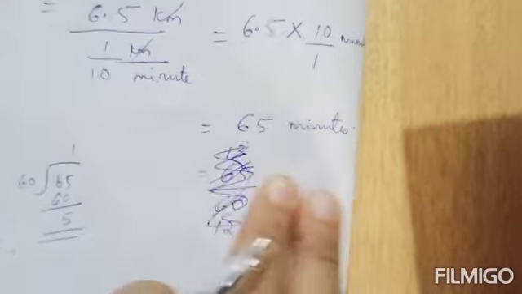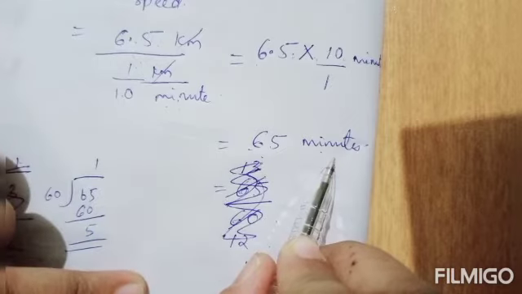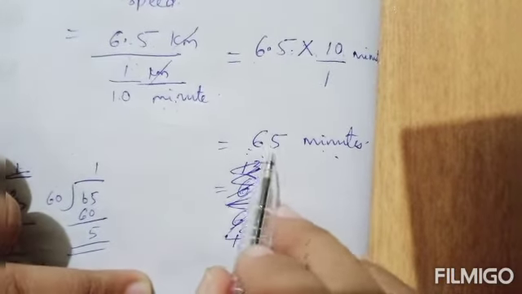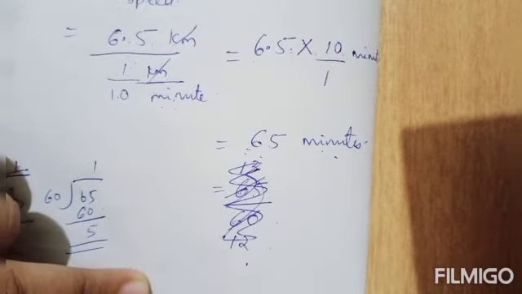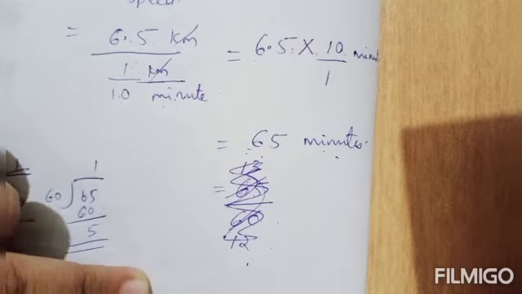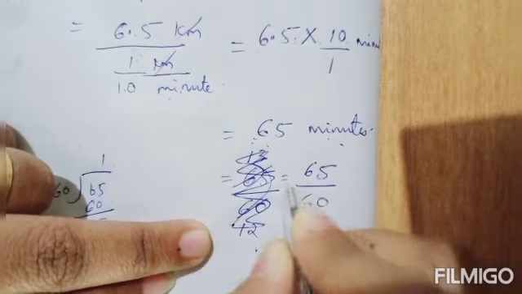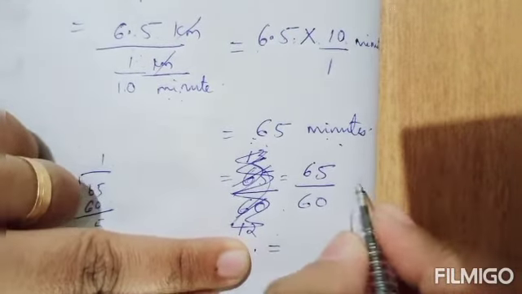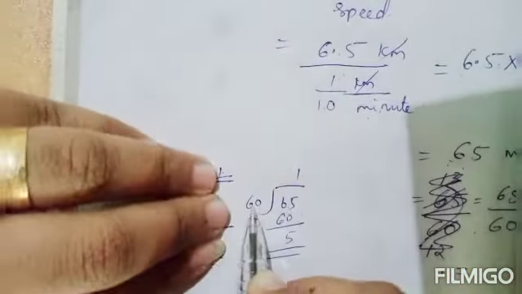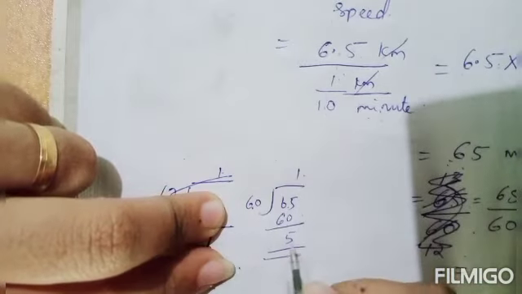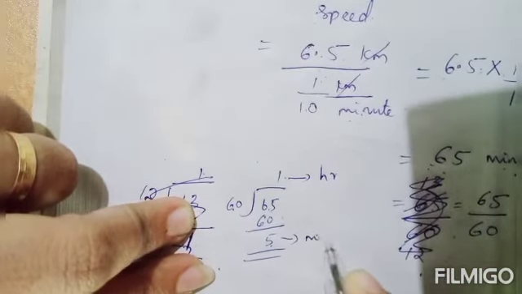Okay. Now let us convert the 65 minutes to hour and minutes. Okay, how can we convert minutes to hour? Just divide by 60. In order to convert minutes to hour, just divide by 60. So you will get 65 by 60. Okay, on dividing 65 by 60, what will you get? You will get 1 as quotient and 5 as remainder. So this 1 is hour and 5 is minutes.